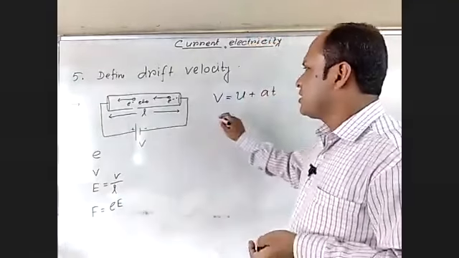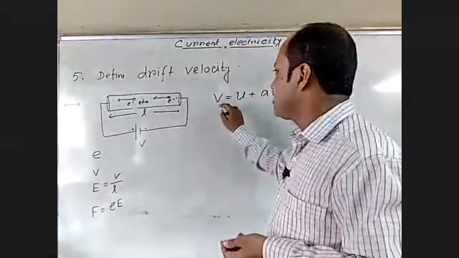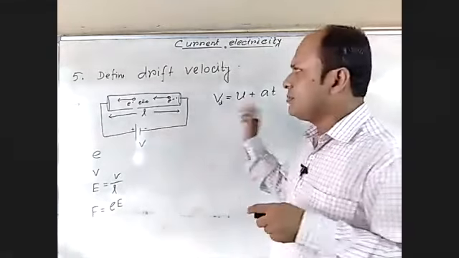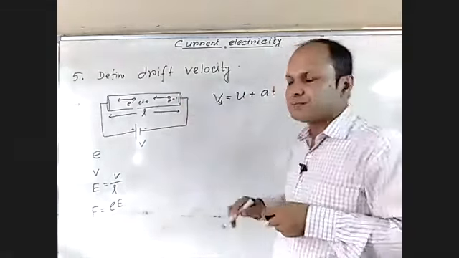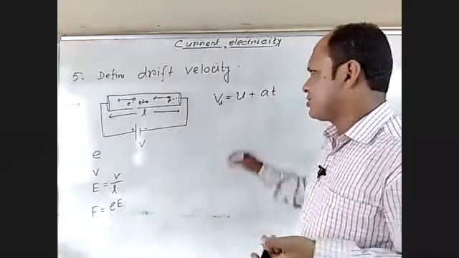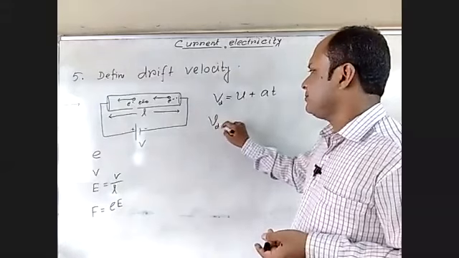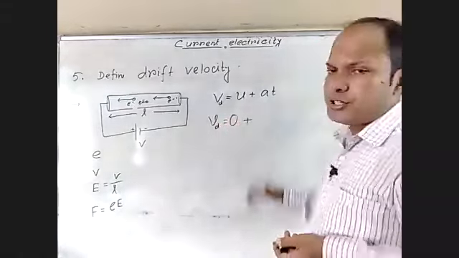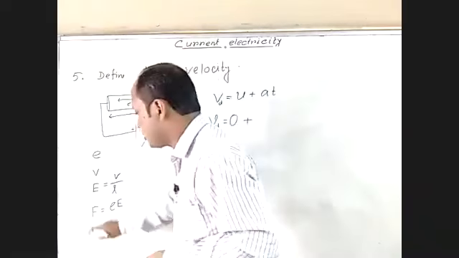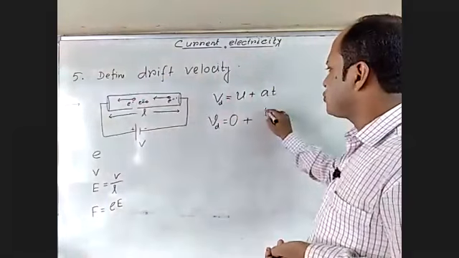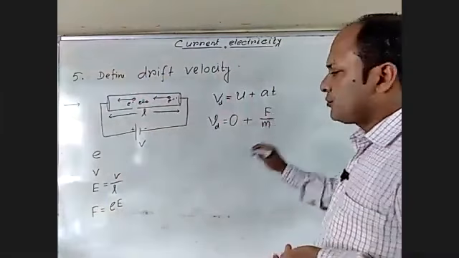But whenever the field is applied across the two ends, it should have a particular velocity. That velocity I denoted by Vd. D means drift. Initially, there is no velocity; the average velocity is zero. Now, suddenly, there will be an acceleration due to the external force. What is the value of the force? Acceleration equals force by mass, force equal to eE.